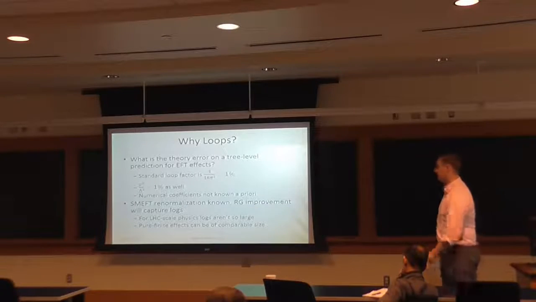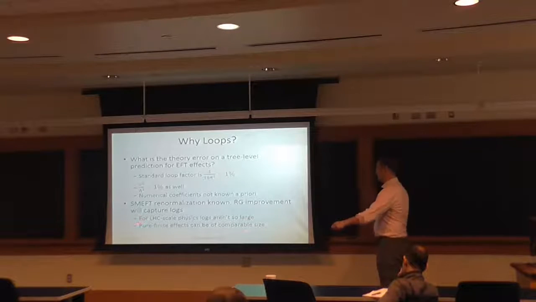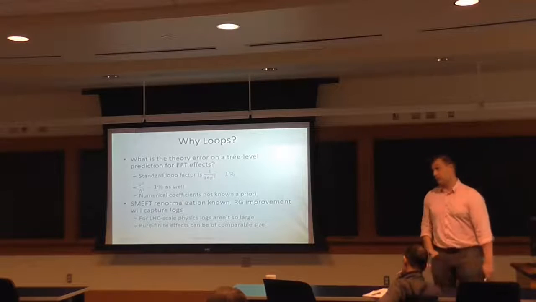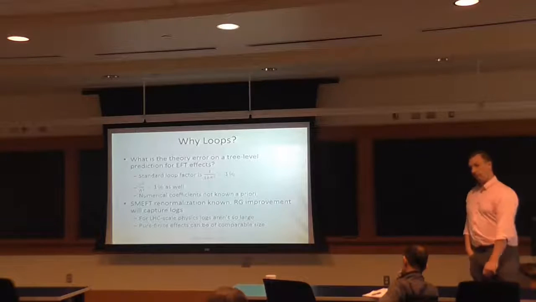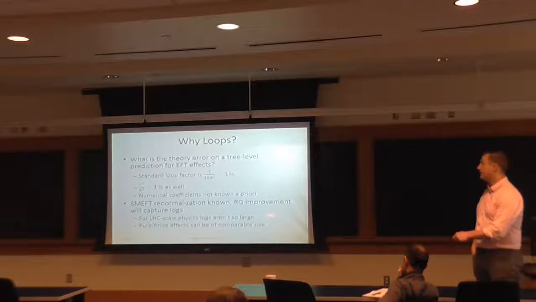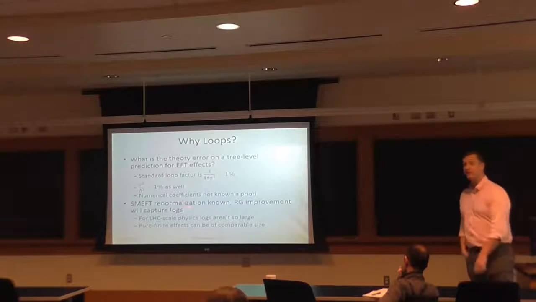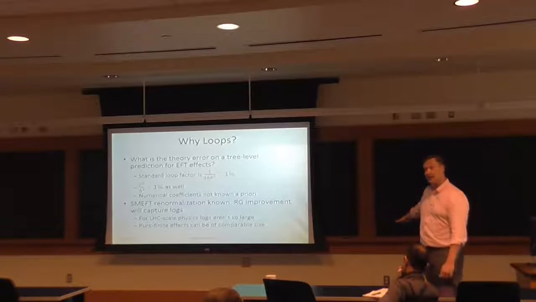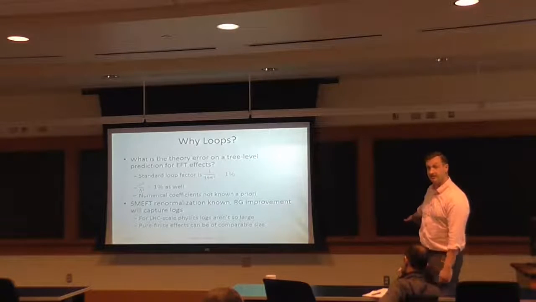But it's not that big of a deal, and the pure finite effects that this RG knows nothing about can be of comparable size, because the logs just aren't huge. And in fact, there are known examples where things are corrected in a pure finite way. You never would have guessed that that operator mattered for this observable until you actually did the loop calculation, because the running doesn't predict that it will.